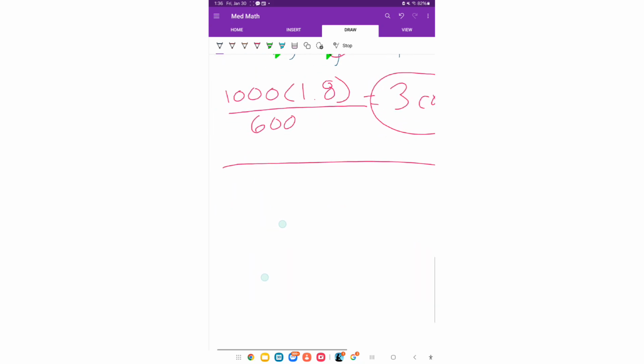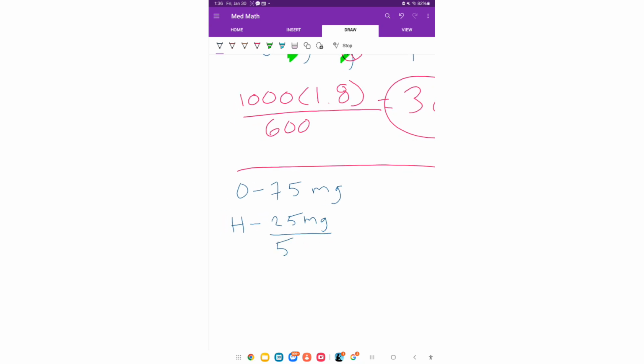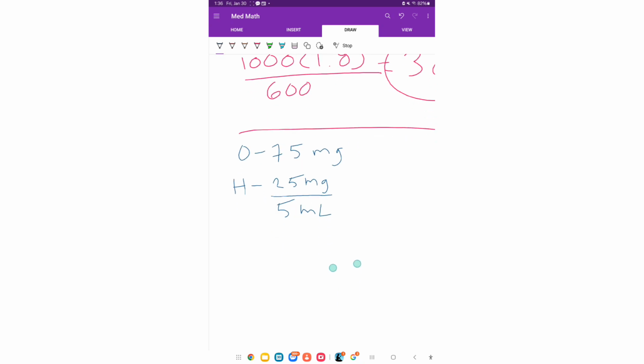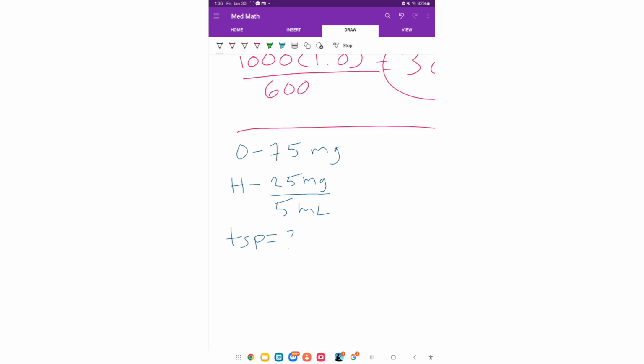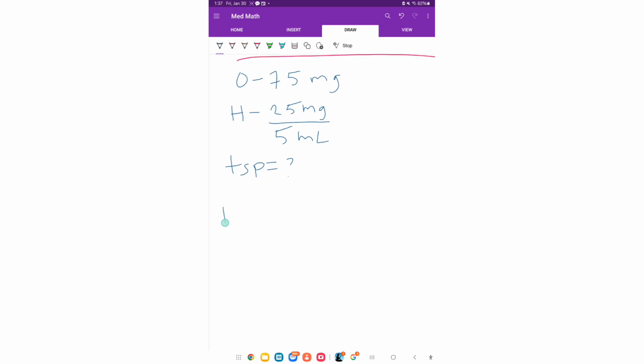Okay, here's a different type of question. So the order is for 75 milligrams. And the label has, or what we have available, what is supplied, 25 milligrams for every 5 milliliters. So if the question's asking for teaspoons, don't freak out. We just want to know how many teaspoons we're supposed to give the patient. Okay, so if you want teaspoons, let's start with teaspoons.